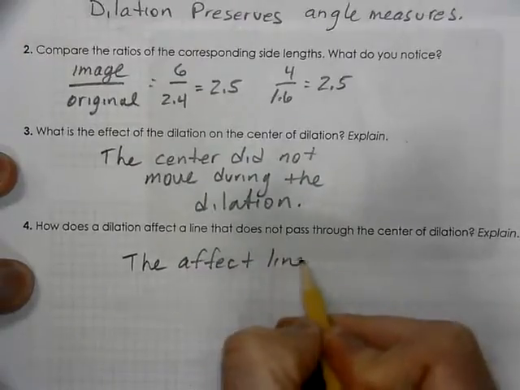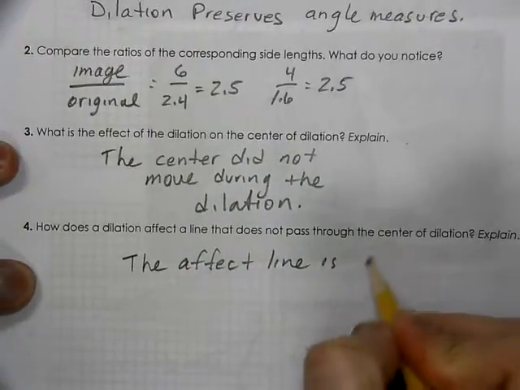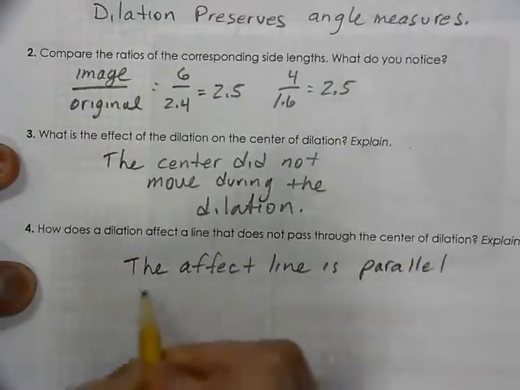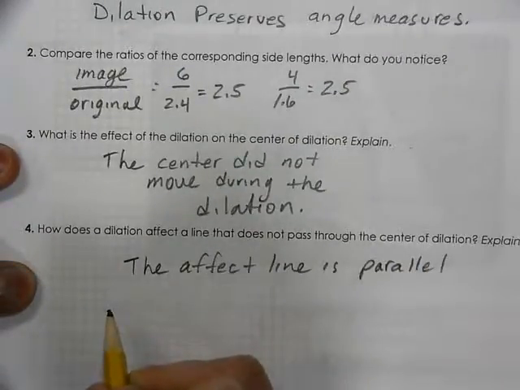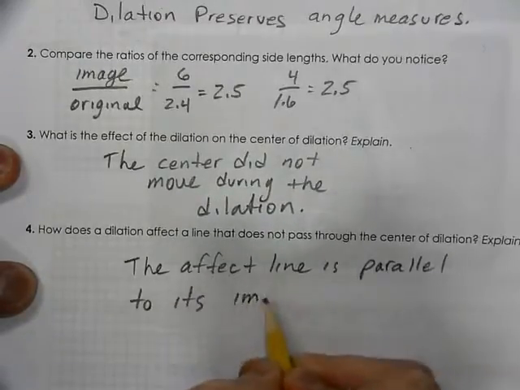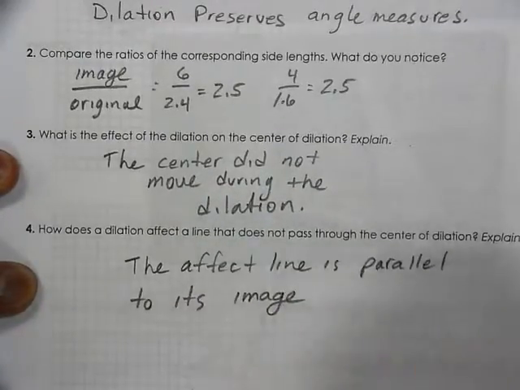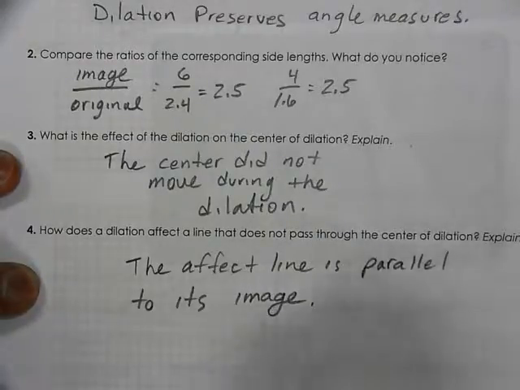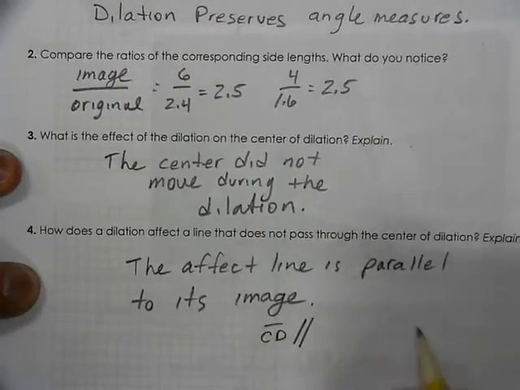The affected line is parallel to its image. Let's say the affected line was CD, so its image was C prime, D prime. It's going to be parallel to each other. CD is parallel to C prime, D prime.